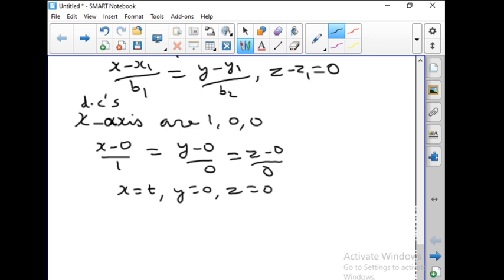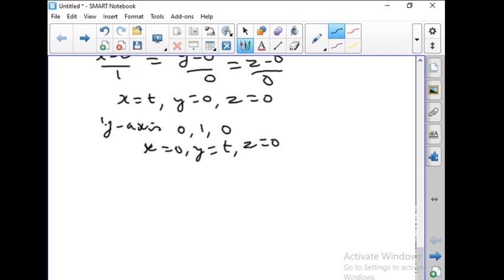So, similarly, for y-axis it will be 0, 1, 0. So, when we take like this, we get x is equal to 0, y is equal to t and z is equal to 0. Similarly, when you go for z-axis, it will be 0, 0, 1 and therefore, x is equal to 0, y equal to 0 and z is equal to t. So, all this we will be using in doing problems.